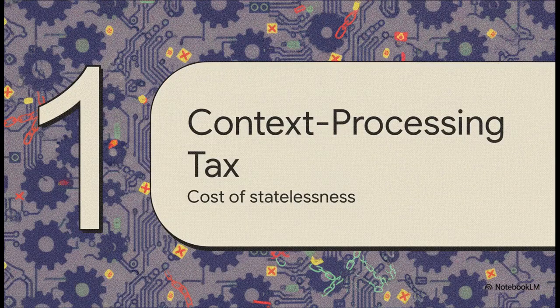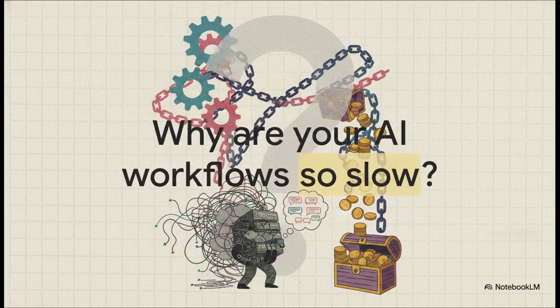All right, part 1, the context processing tax, and really, the true cost of statelessness. To really understand the solution here, we have to understand why orchestrating workflows right now feels like you're constantly fighting the infrastructure. I want you to think about your current applications for a second. Why are your AI workflows lagging so much? And why are the costs just skyrocketing the longer a conversation goes on? Well, the blame lies squarely on the heavy burden of client-side stateless orchestration. Your app is doing all the heavy lifting of just trying to remember what literally just happened.